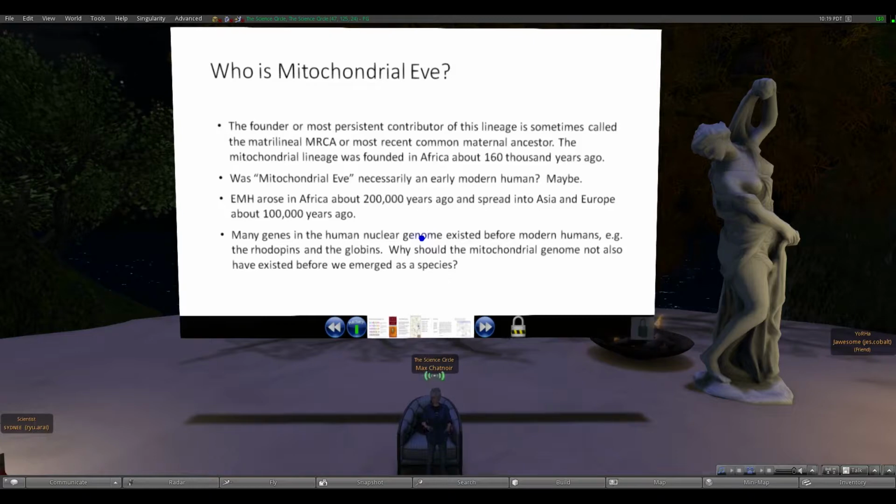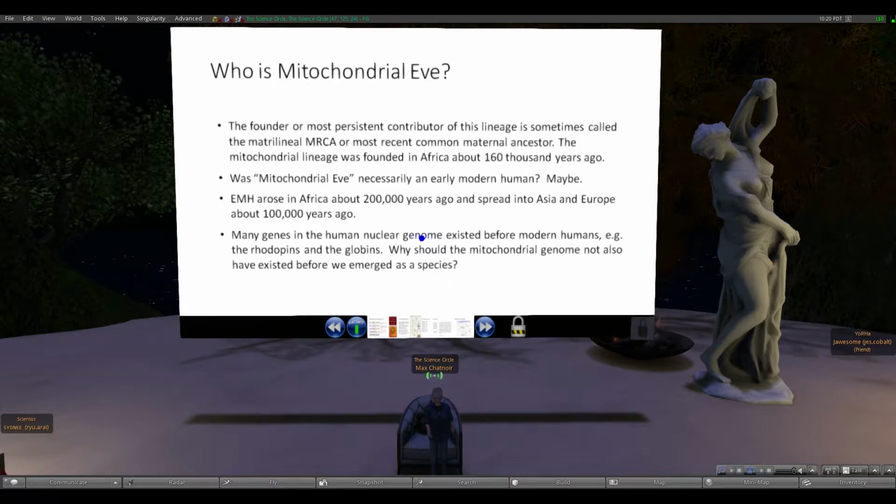Okay, so what this ancestral sequence represents is the persistent mitochondrial lineages, because some lineages disappear and others don't. We'll see why in just a minute. So that persistent mitochondrial lineage was founded in Africa about 160,000 years ago.